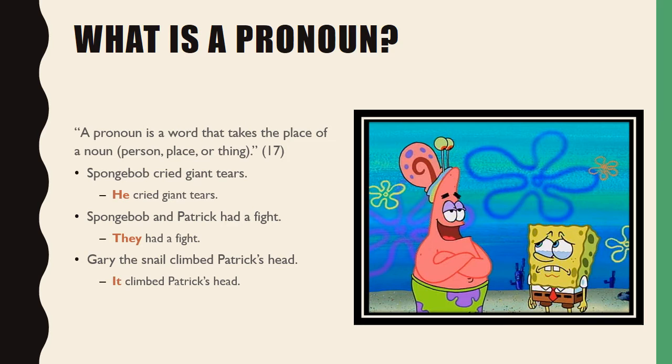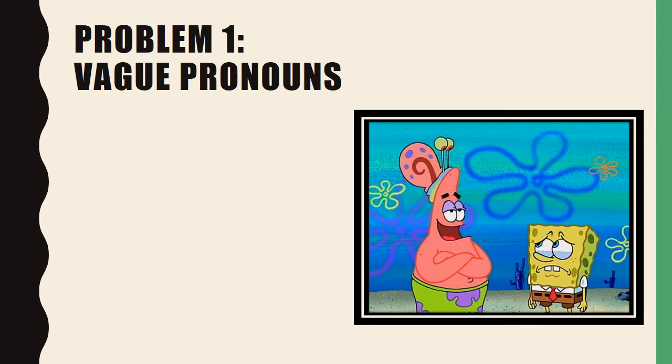The problem is that sometimes we have problems with how we use them. Problem number one is that we are too vague about what the pronoun stands for when we use it. In other words, a vague pronoun is when readers can't know what the pronoun is replacing. We read the pronoun and it could be one thing, it could be another thing, we're just not sure.